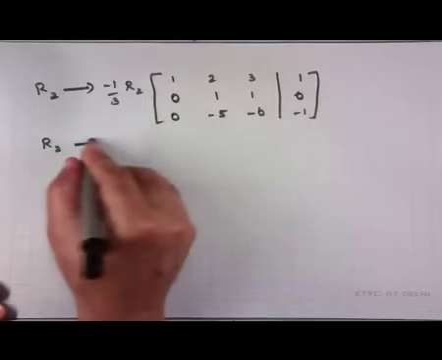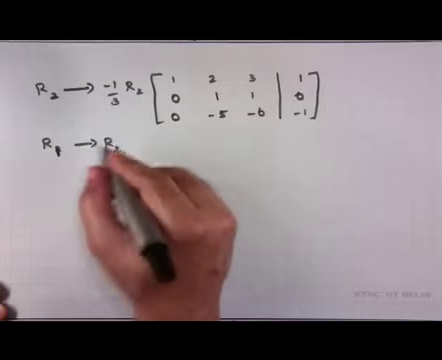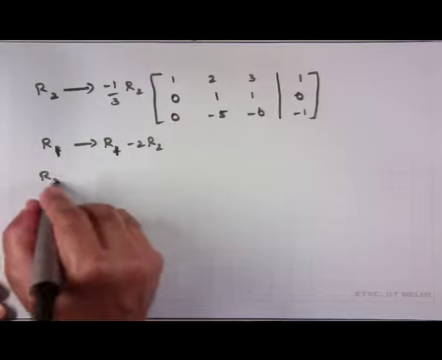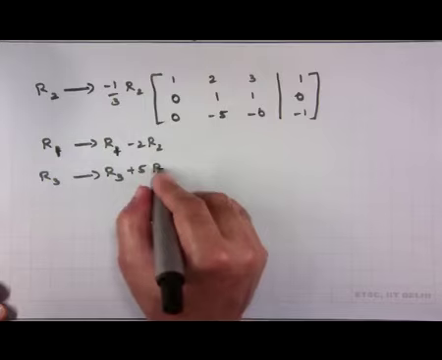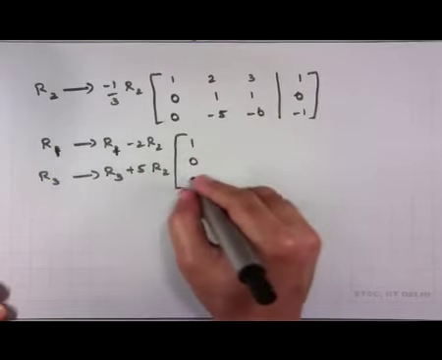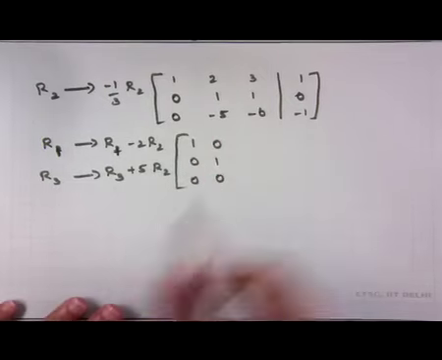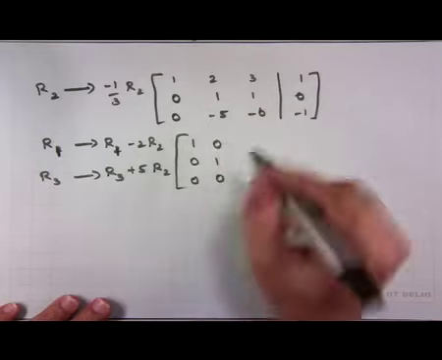R 1 is replaced by R 1 minus 2 times R 2 and R 3 is replaced by R 3 plus 5 times R 2. So, the first and second column are going to look like 1 0 0 and 0 1 0. Now, let us do the same set of operations on the third and fourth column.